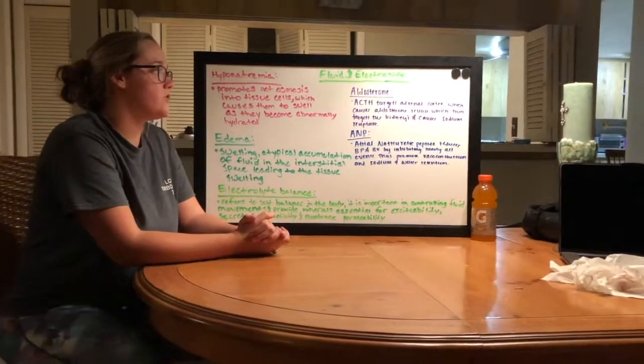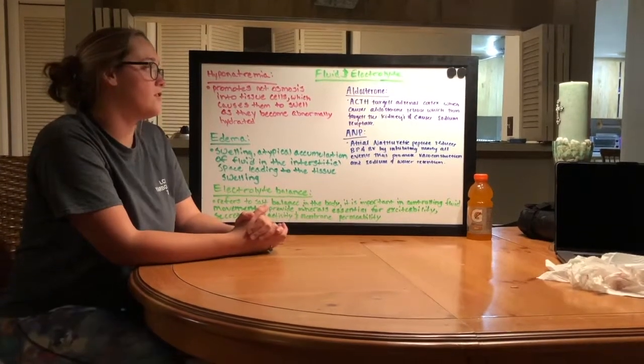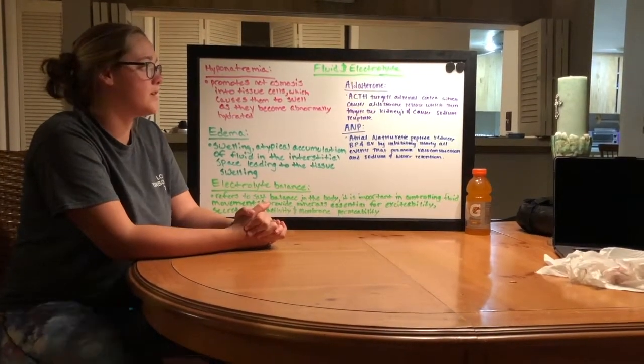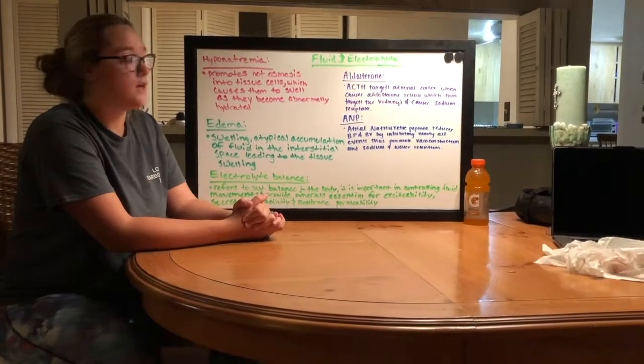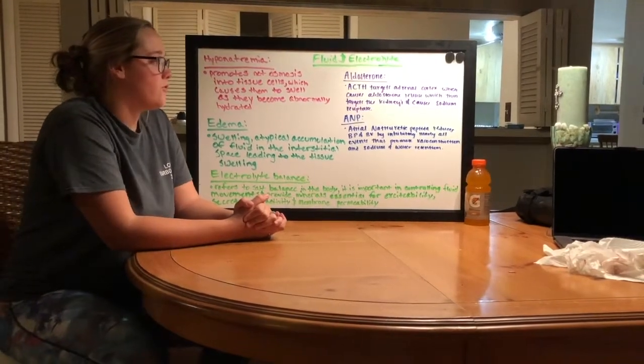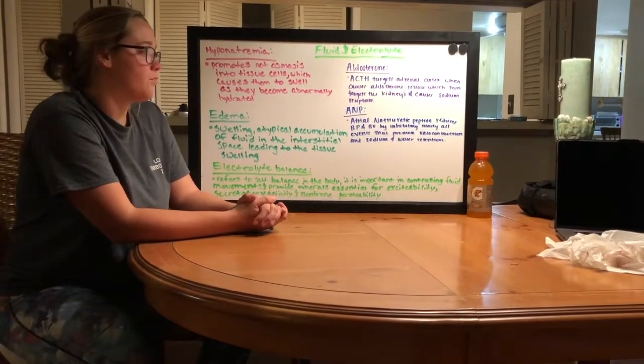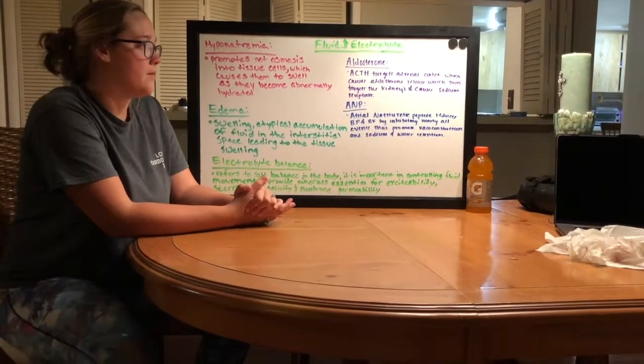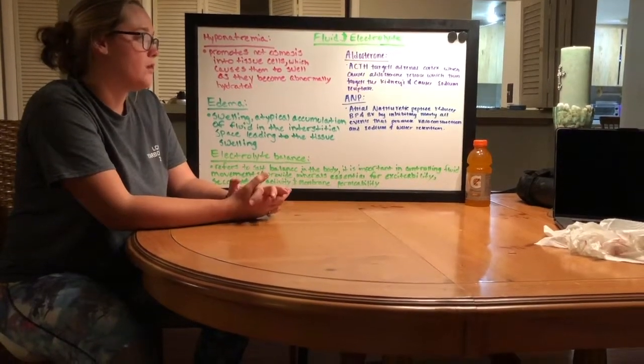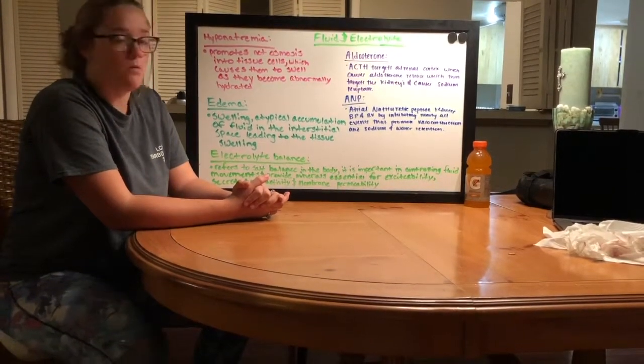Aldosterone. ACTH targets the adrenal cortex, which causes aldosterone release, which then targets the kidney and causes sodium reuptake. ANP, natriuretic peptide, reduces blood pressure and blood volume by inhibiting nearly all events that promote vasoconstriction and sodium and water retention.